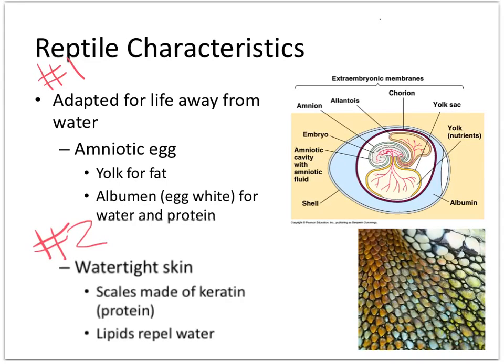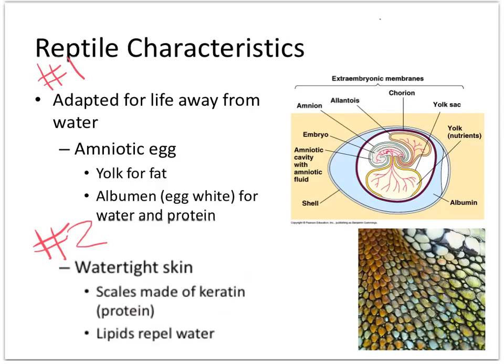The second adaptation is that these guys have watertight skin. You recall that the amphibians definitely do not. They absorb a lot of stuff through their skin. Reptiles are not this way. Their skin is covered with scales, which are made of keratin. It's a type of protein. It's actually the same protein that's found in your fingernails, so it's kind of a nice hard armor covering.